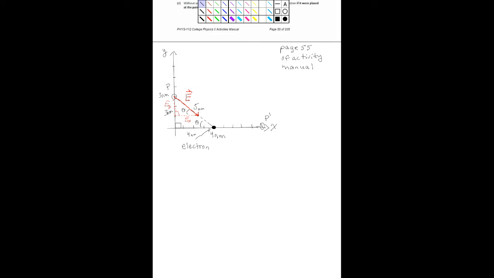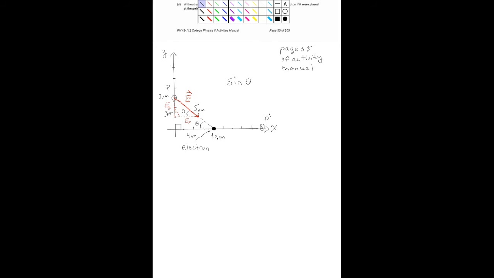Okay, so we have a lot of information here. Most of it is just a picture. The first thing I'm going to do is get information about the angle theta, and I can do that from the black triangle, the first triangle I drew. And so what I want is the following. I want to know what sine theta is. That's going to be important in a minute.